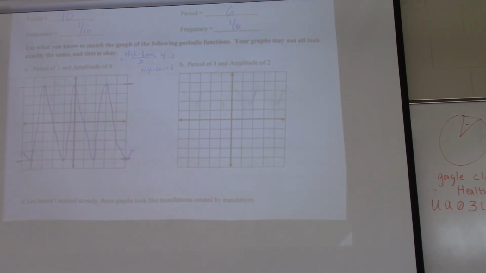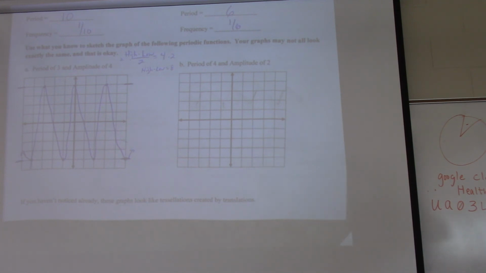Okay, here's the key. Look at your graph. Is your peak to peak 4 apart? Yeah. Is your bottom to bottom 4 apart? Is your distance between your highest point and your lowest point 4? Because that's what it should be. Okay? Why? Because if I take the distance and divide it by 2, I get the amplitude of 2.